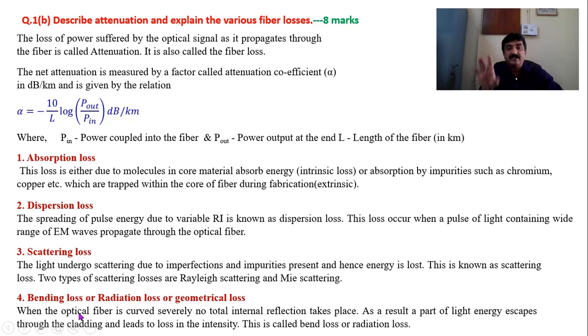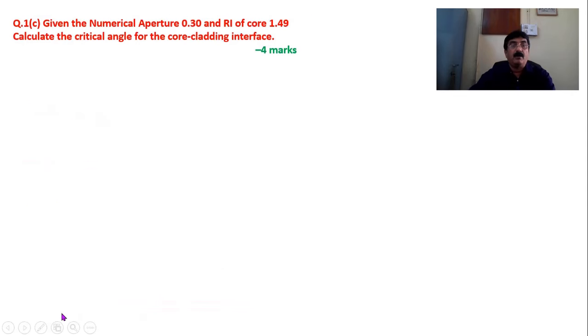Okay. Well, this is about question number 1B. Next comes the numerical problem. Given numerical aperture is 0.30, refractive index of core is 1.49. Calculate the critical angle for the core-cladding interface. Well, I will solve this numerical problem. It is like this.